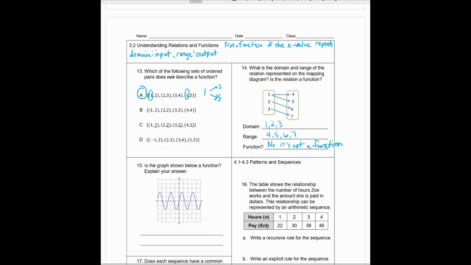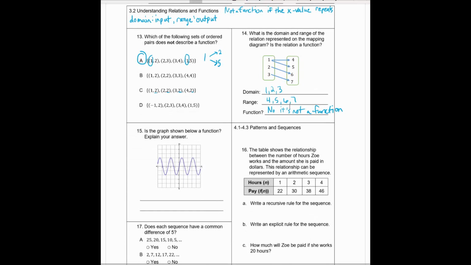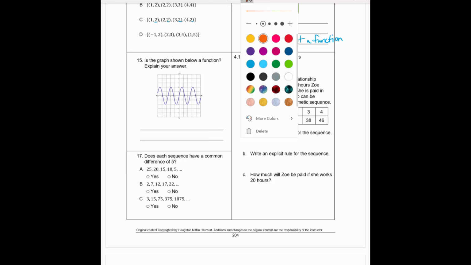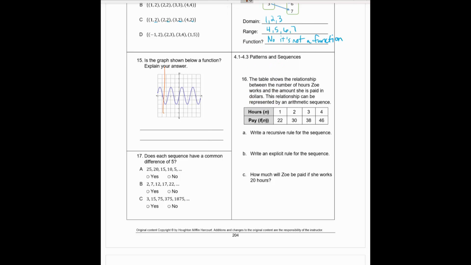15. Is the graph shown below a function? So we use the vertical line test for this. The vertical line test says that if I draw a vertical line anywhere on this graph, if it goes through more than once, then this is not a function. Anywhere I put a vertical line, though, on this graph, it only goes through once. And that has to be true for the whole graph, that if there's any place that it would fail the vertical line test, then it fails just overall.